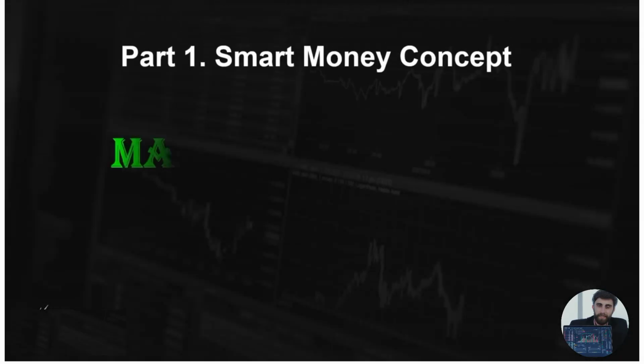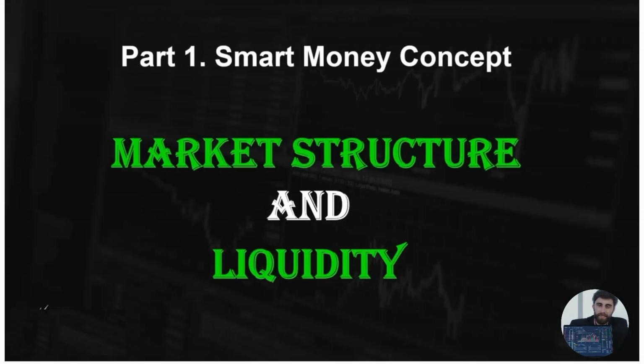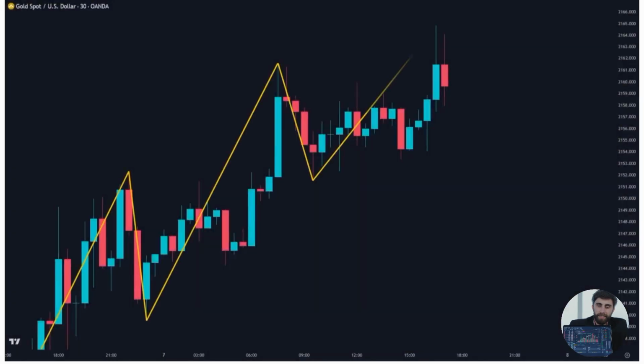Now let us show you some of the most powerful models which combine the market structure and liquidity on the chart. The first model is a basic liquidity sweep through a major market structure level. Here, on the gold 30-minute chart, we have a clear uptrend.